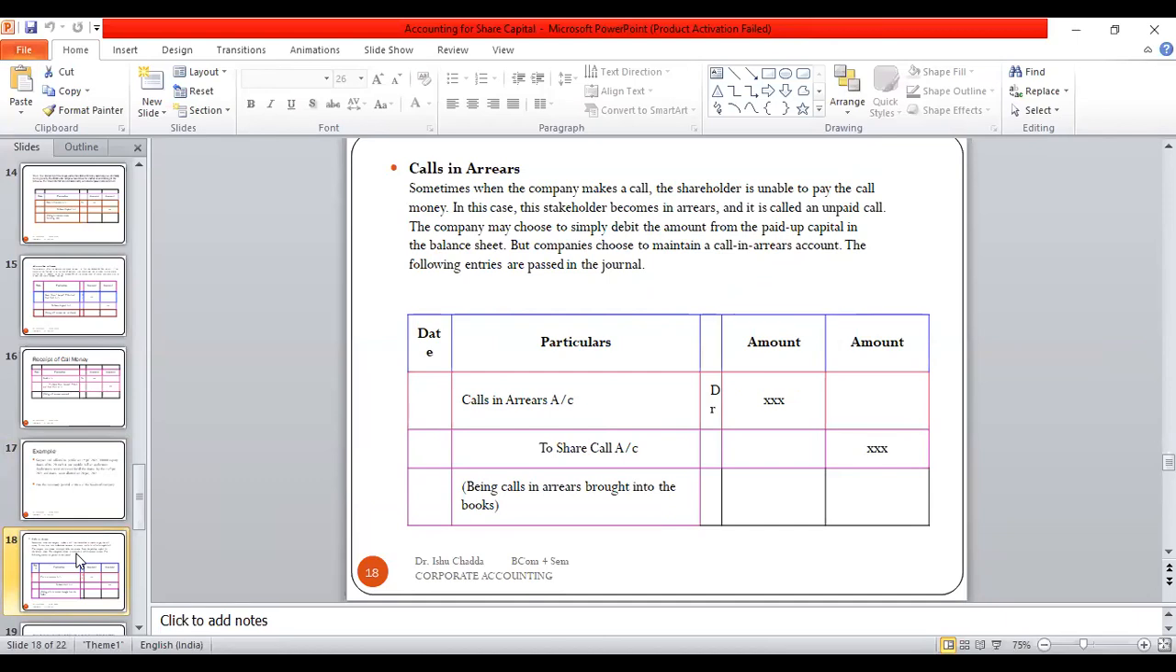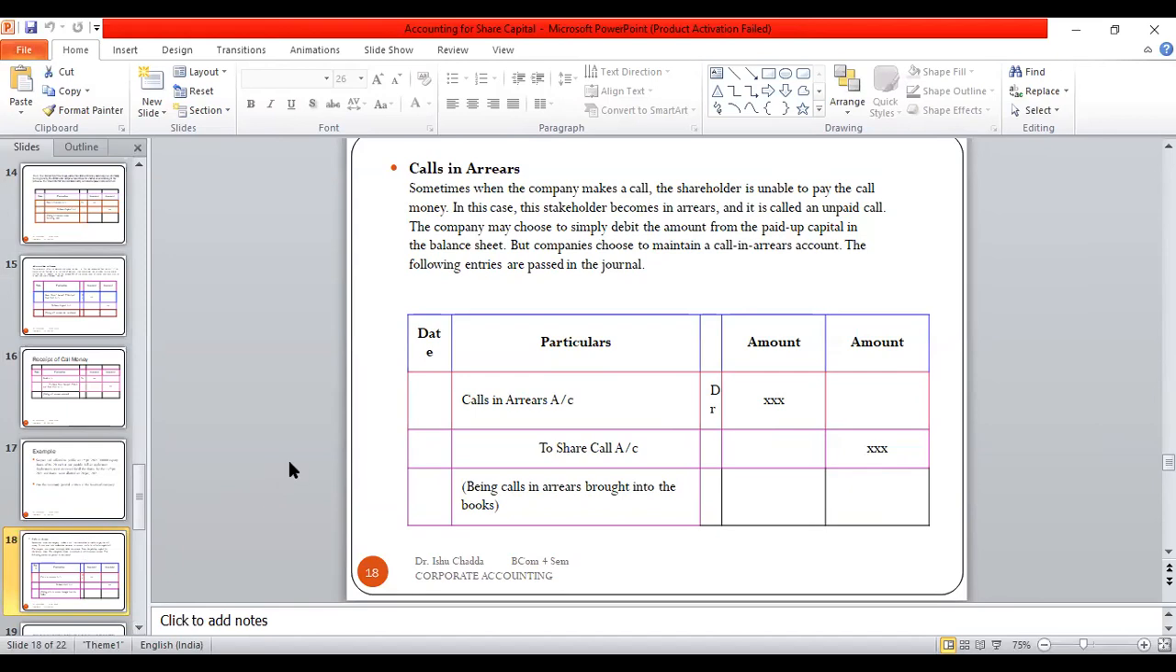Sometimes shareholders are not able to pay the money. The company has not received any money from them, so they make the call in arrears, because it is an unpaid call. Simply, the company debits the calls in arrears account and credits the share call account, and they maintain it till they receive this money.